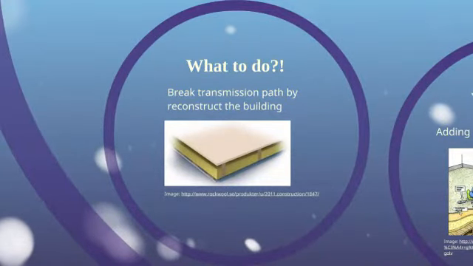One solution to solve this problem is to break the transmission paths by reconstructing the slab. This is done by extending the slab into the walls, but as you can understand, this is not an easy thing to do for already existing buildings.